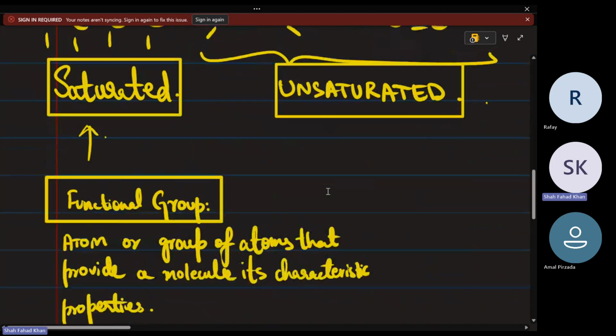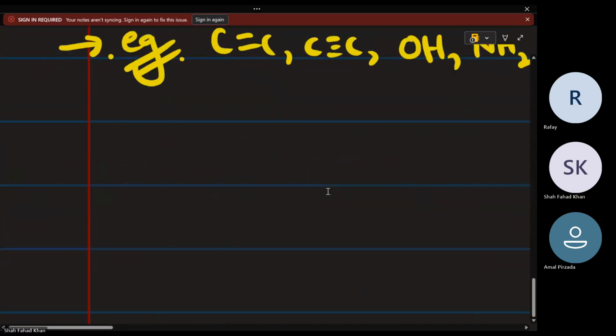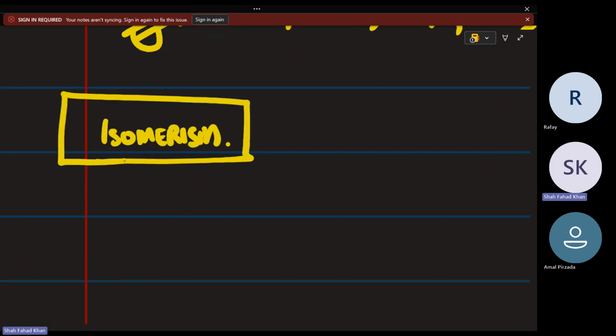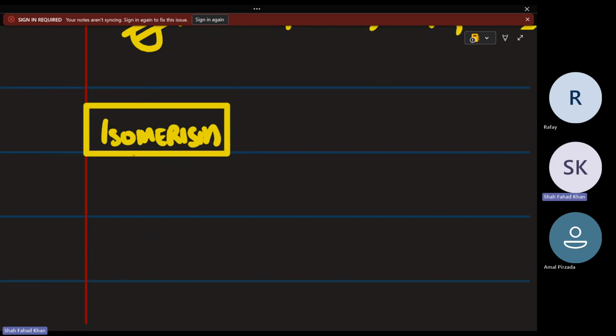After this, I'm going to skip isomerism deliberately for this masterclass, because isomerism we can do some other time as well. It's going to consume too much of our time, and it's also not required for the rest of the organic chemistry lessons.